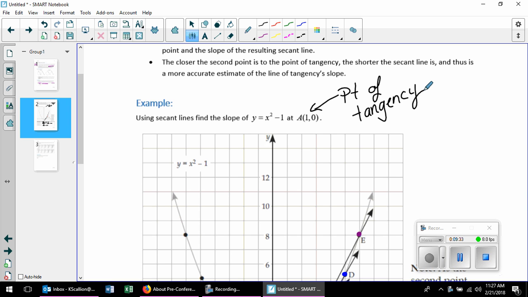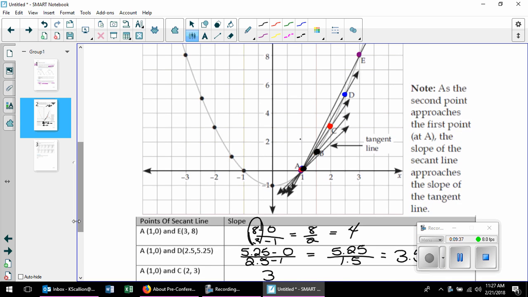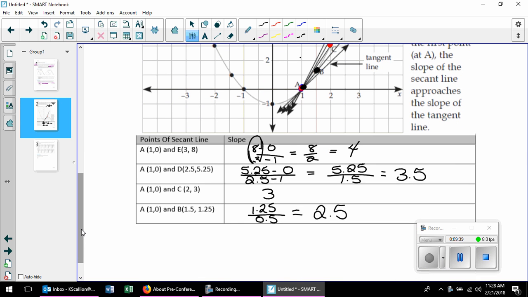You don't know. Do you think it's going to get closer? If I were to pick a point like A and B are still pretty far away, I could pick a point closer and closer and closer. Where do you think I'm going to end up at? Probably 2. So we would estimate that our slope is 2 using some secant lines.